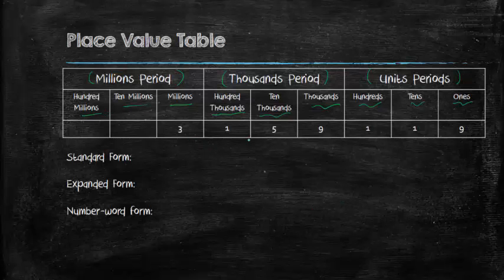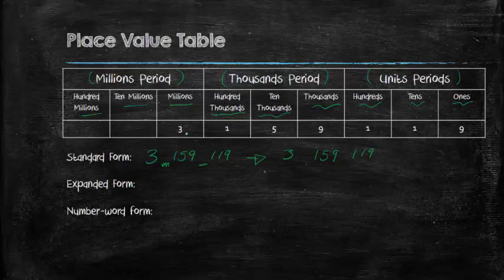So this number is 3,159,119. Now there's three forms that we could write this number in. The first form we call the standard form, and this is the form that you're most familiar with, and essentially we just write the number as is. So 3,159,119. Of course, we leave a small gap between the periods, right? So obviously these gaps don't exist when you write the number. So it looks something like this: 3,159,119.